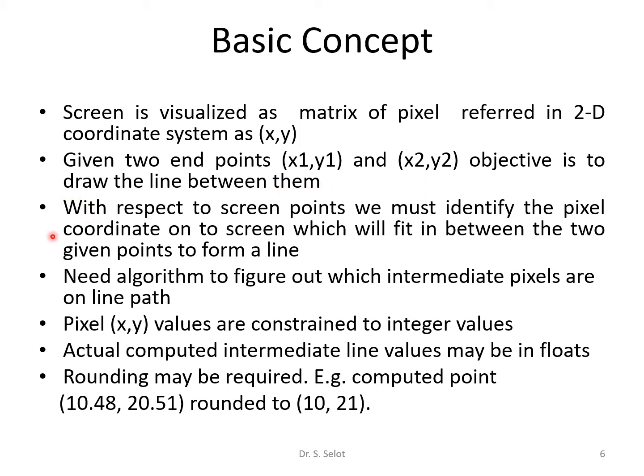Under rasterization or raster graphics, we mean that we have to identify which screen pixel coordinates will fit in between the 2 points along a line path. Hence, we need an algorithm which will do this task. And pixel values calculated are integer values. Although mathematical calculations yield float values like 10.48 and 20.51, we need to round them off into 10, 21 as pixels are addressed in integer values.